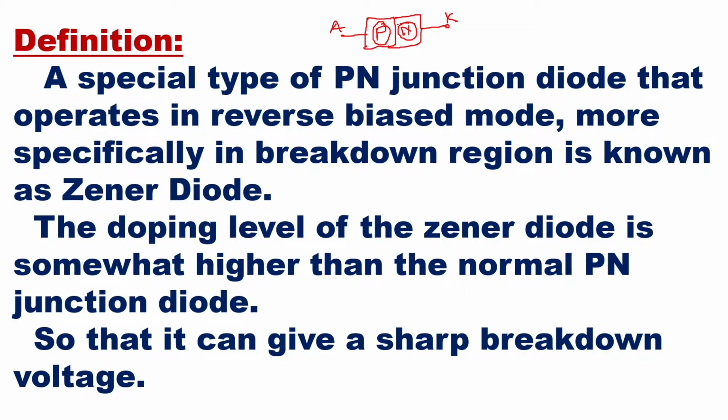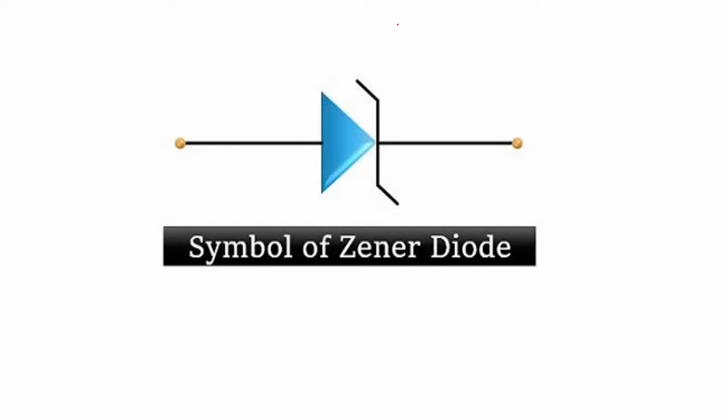So as far as the definition is concerned, a special type of PN junction diode that operates specially in reverse bias condition, reverse bias mode, more specifically in the breakdown region, is known as Zener diode. The doping level of the Zener diode is somewhat higher than the normal PN junction diode, so that it can give a sharp breakdown voltage. This is very important when we see its working in reverse bias condition. Then we'll show a symbol here.